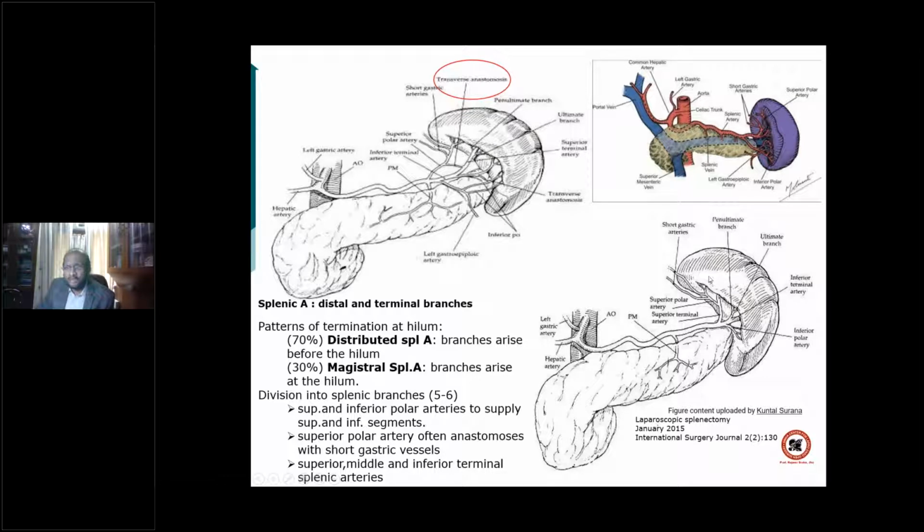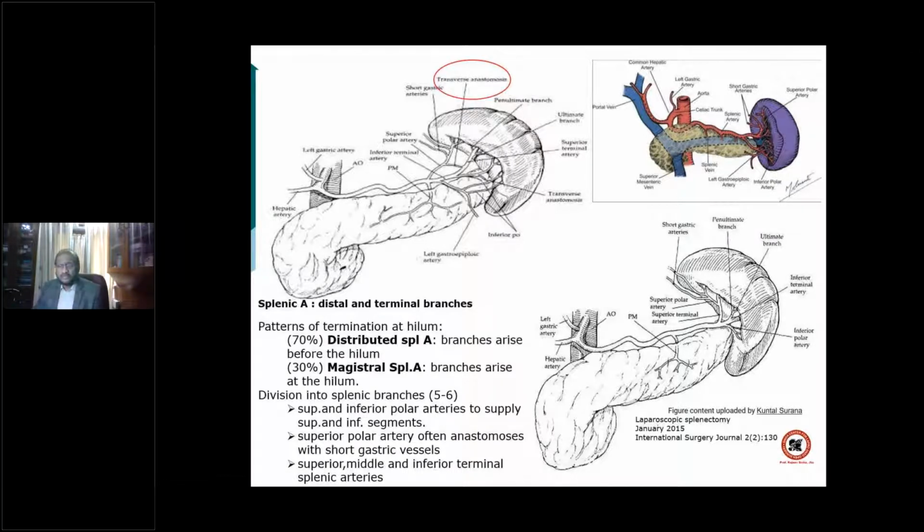2 of them are polar arteries supplying the superior pole and the inferior pole, and routinely you've got 3 important branches supplying the hilum, directly entering into the hilum. So the superior polar, the inferior polar, and you've got the 3 important branches, the superior, middle, and inferior terminal splenic artery. So normally the spleen is supplied by either 4 or 5 vessels, or maybe even 6.